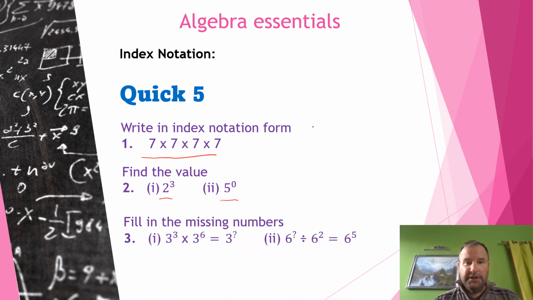Question 3, fill in the missing numbers. So we've got here 3 to the power of 3 times by 3 to the power of 6. Tell me what 3 to the power of question mark equals. And then part 2, 6 to the power of question mark divided by 6 to the power of 2 equals 6 to the power of 5. Can you give me an answer to those questions? So pause the video at the end of this, give yourself a minute on each one, and then go to the next questions. Here comes question 4 and 5.